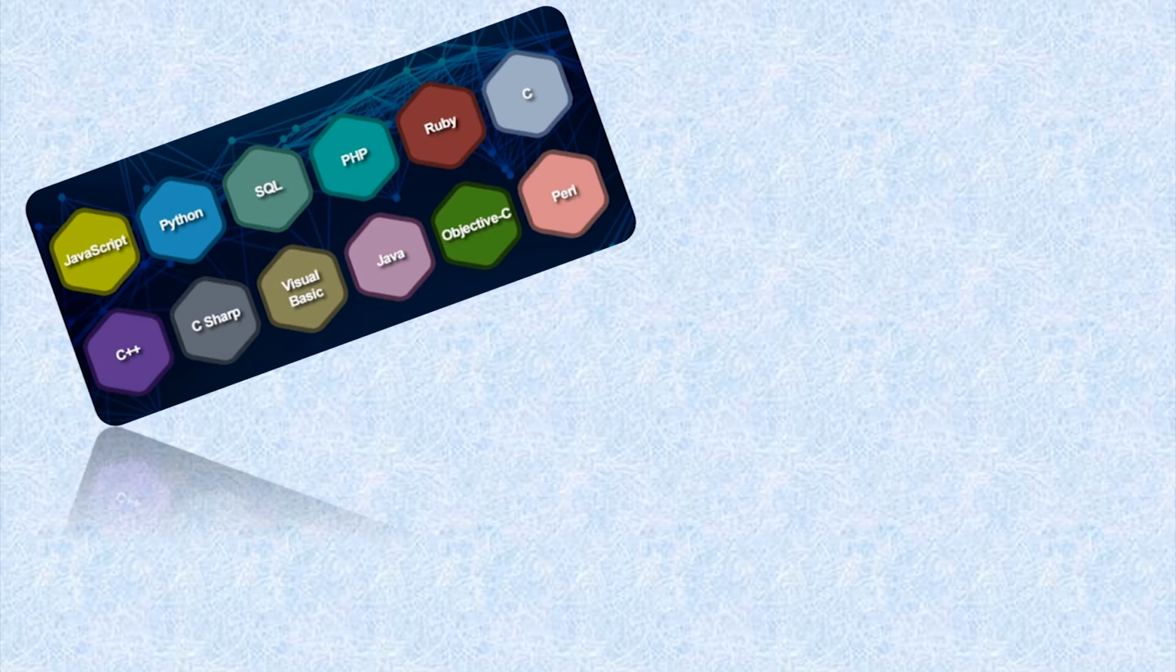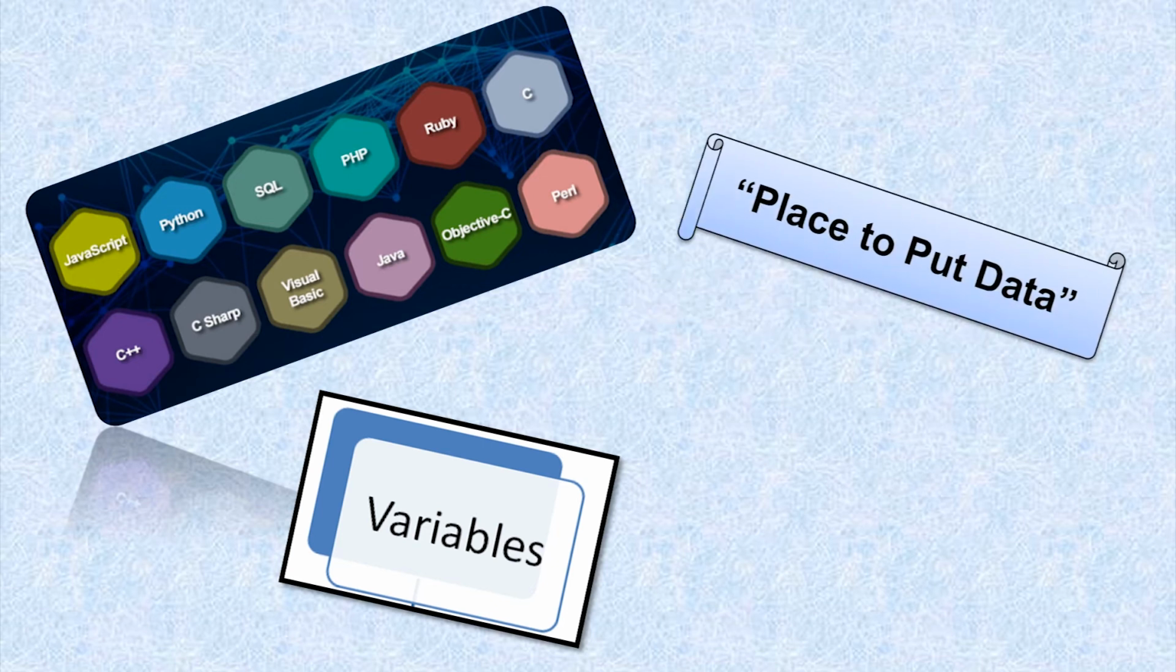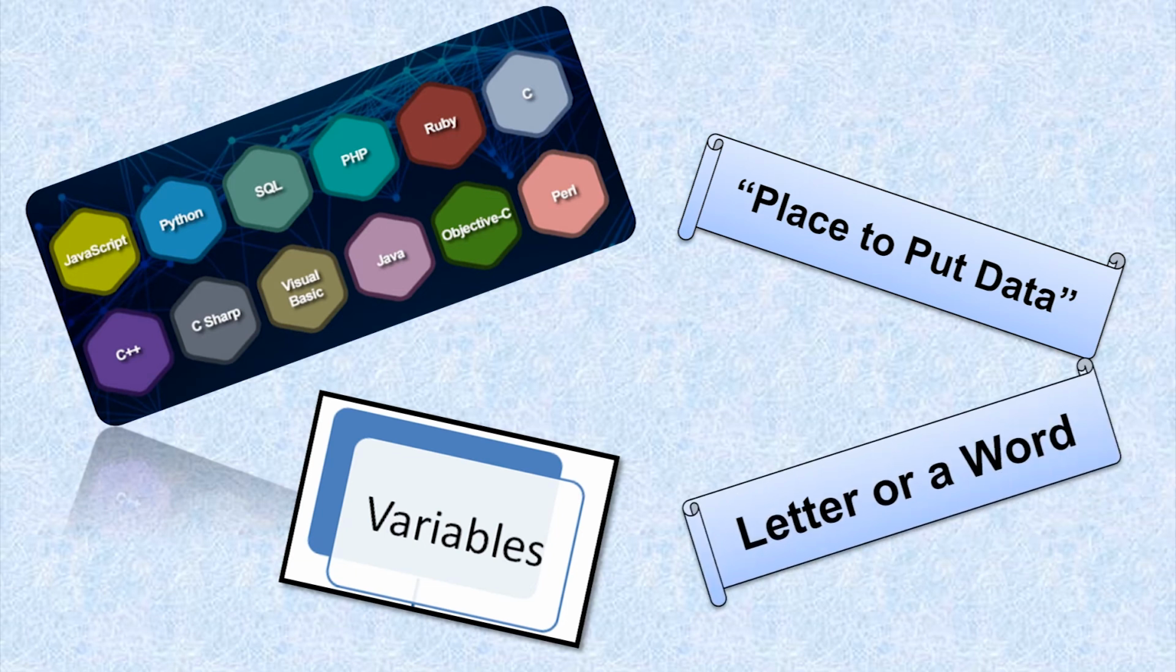All programming languages have certain features in common. So the main elements of programming languages are variables, which are used in almost every program because variables are a place to put the data in and are usually represented by a letter or a word. Let's look at data types. With the help of data types, we can define the type of data. Here are some examples of data types.